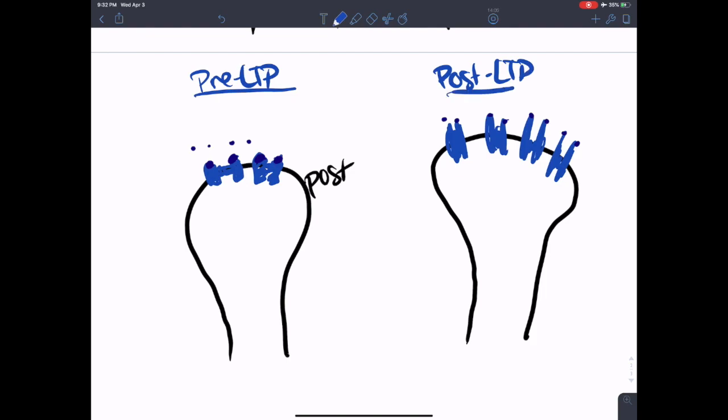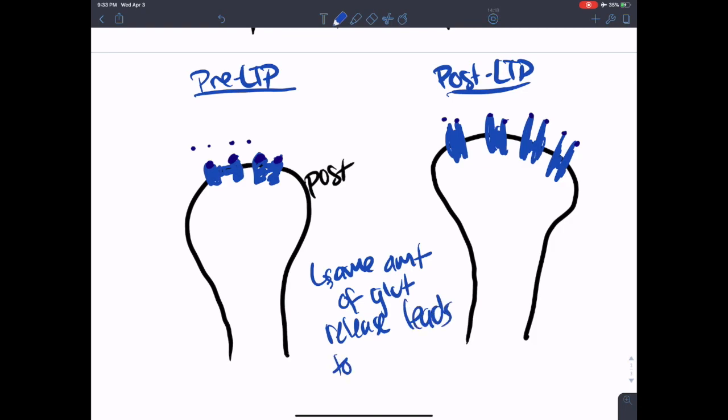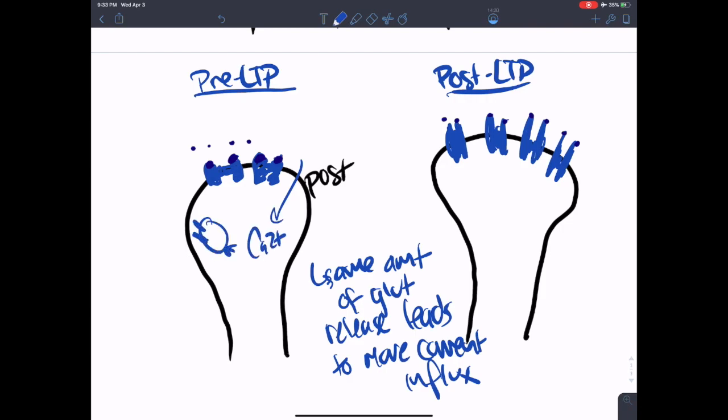In this case, the same amount of glutamate release leads to more current influx via these AMPA receptors. And that's all thanks to NMDA allowing calcium in, which leads to the exocytosis of vesicles that contain AMPA receptors. I hope that makes sense.